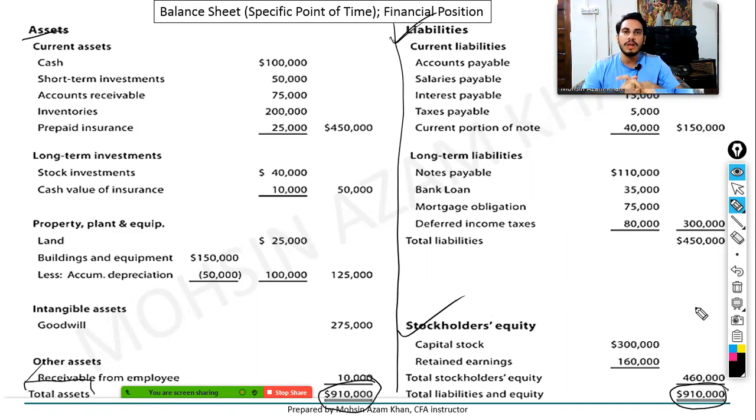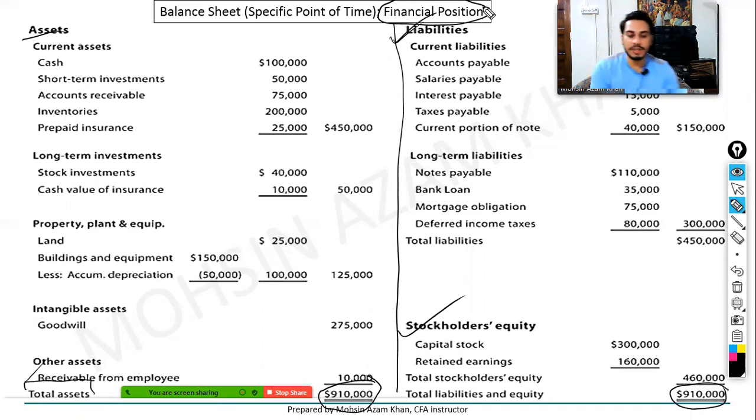liabilities and stock equity. So if a question pops up, what does this statement show? This statement shows you the financial position of the company. So if you want to understand the financial position of the company, you will look into the balance sheet. This balance sheet is also called the statement of financial position in modern language.